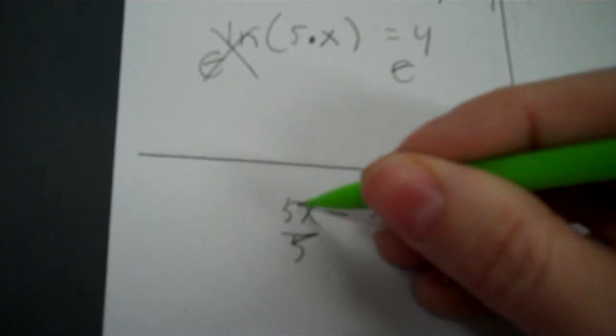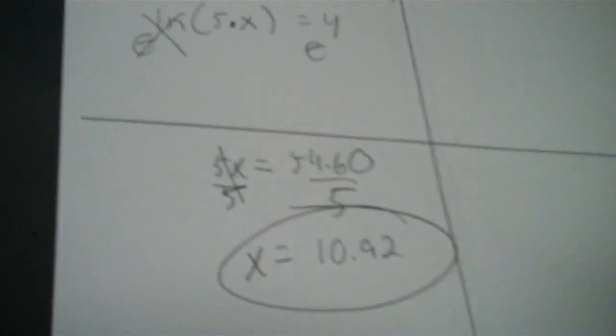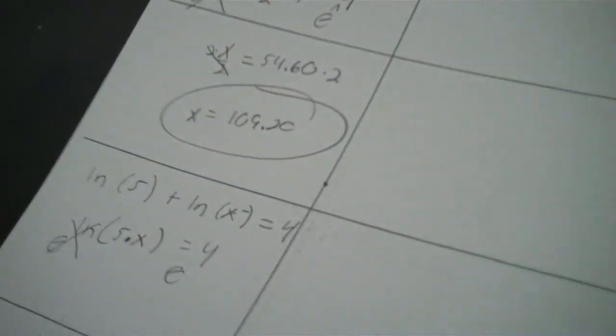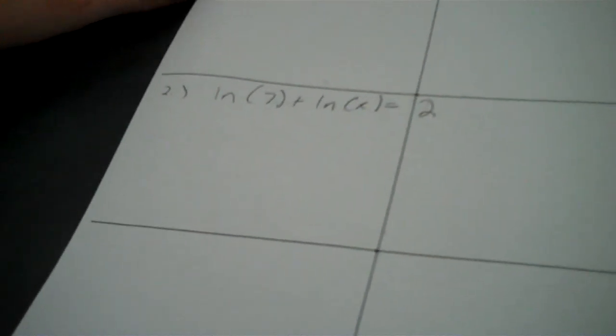Hopefully I get one where it's not to the 4th. So divide by 5 then, and you end up with 10.92. Again, I know this is kind of far out there, and I'm going to be honest, you're probably not going to use it, but going forward, that's okay.